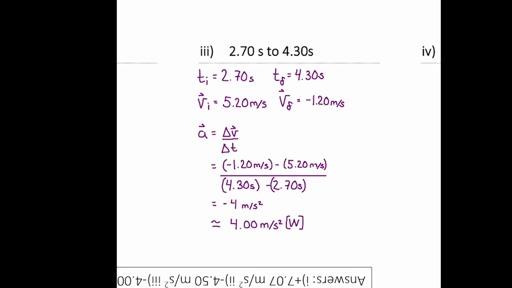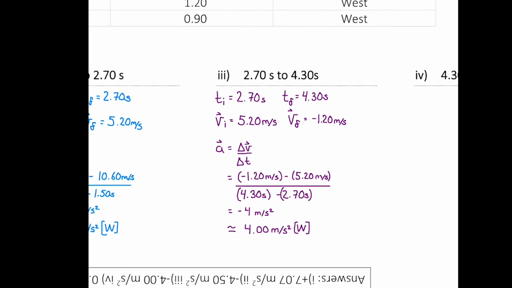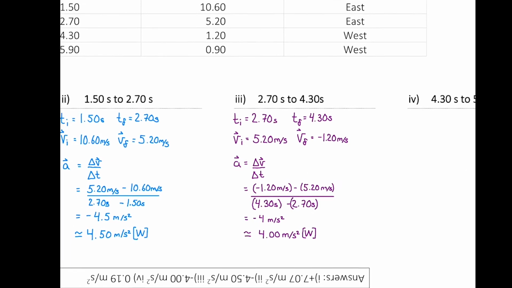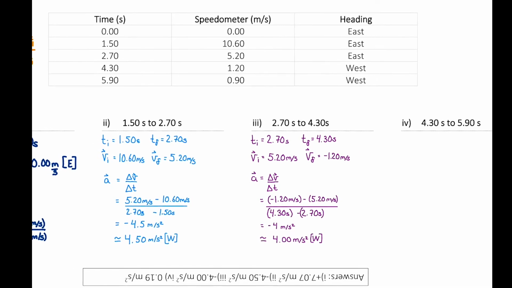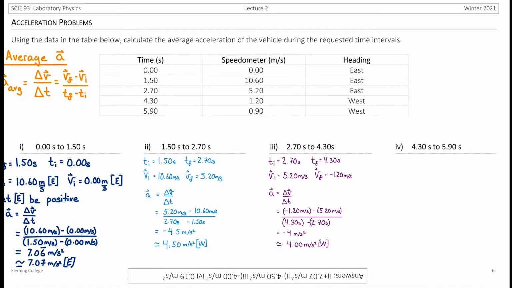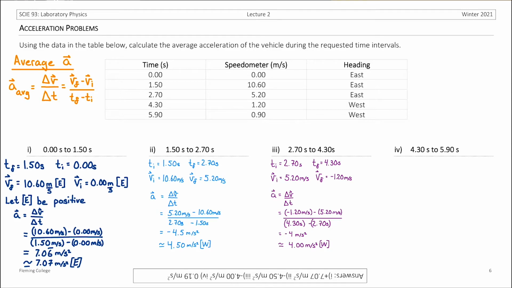Some things to take notice. Well, in both part 2 and part 3, the vehicle was accelerating to the west. In part 2, that meant that the vehicle was slowing down as it was still traveling east. But in part 3, the vehicle went from traveling east to traveling west. So it slowed down to 0 meters per second velocity and then began accelerating in the western direction up to a speed of 1.20 meters per second.